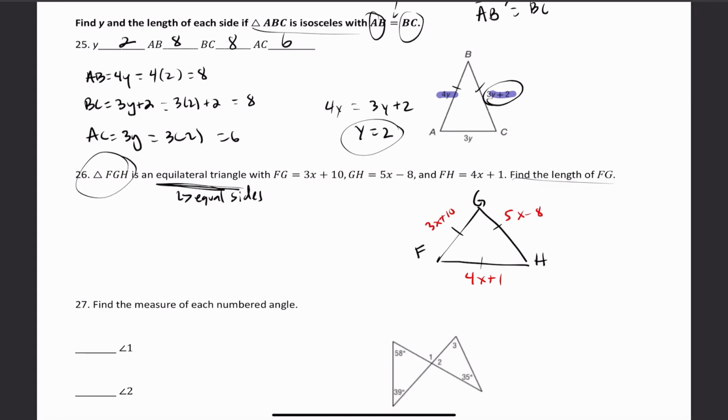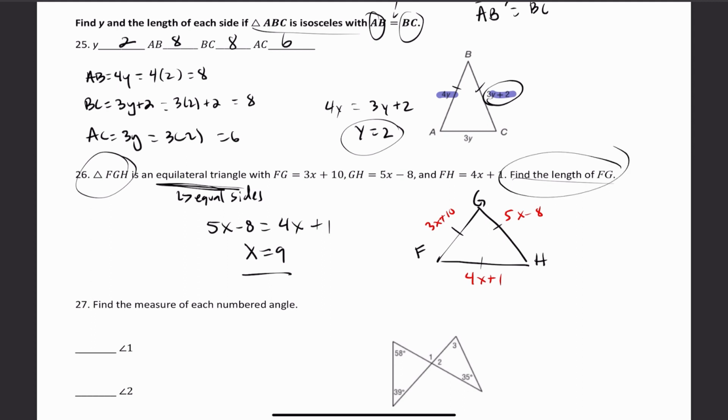It really doesn't matter which expression you use because you're going to get the same x. But I like to work with 5x minus 8 is equal to 4x plus 1. The reason being is because I can get x on the left-hand side very easily, and then I just add 8 to both sides. So I get x is equal to 9, okay? So I have x equal to 9.